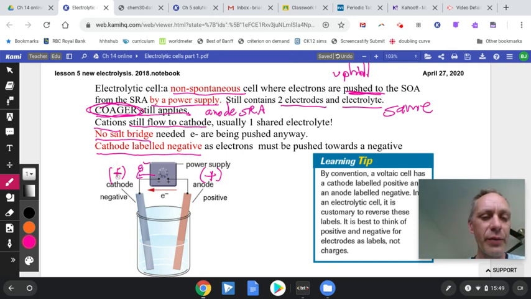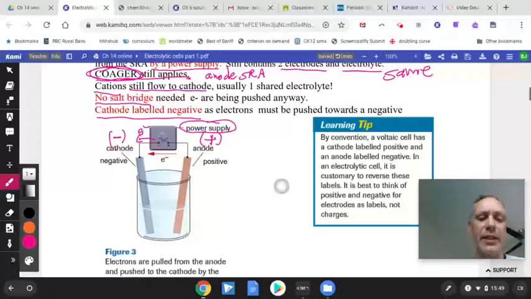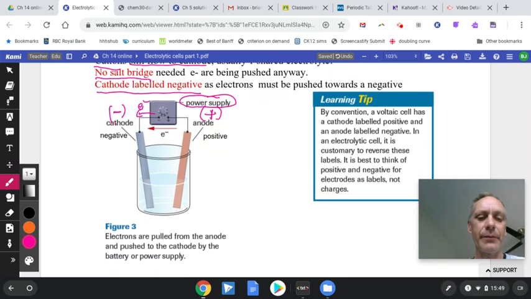If we had this as a plus sign, you'd be going, well, that doesn't make sense. Electrons are attracted to the positive. Okay, well, then it's not positive. It's negative and it repels electrons. You have to push them with the power supply. So this is the basic design of an electrolytic cell. Electrons are pulled from the anode and pushed to the cathode using a battery or a power supply.